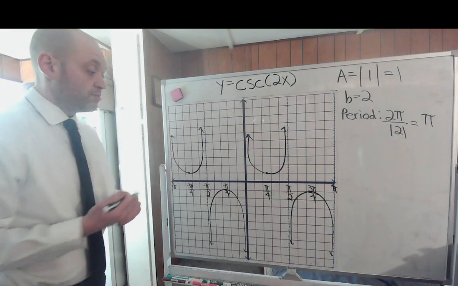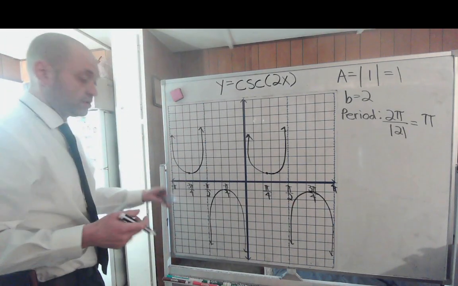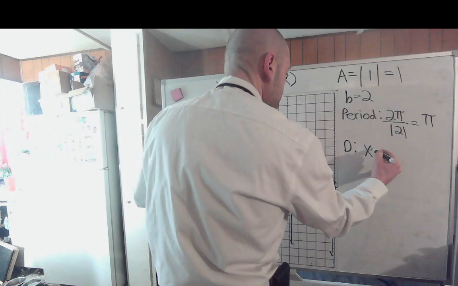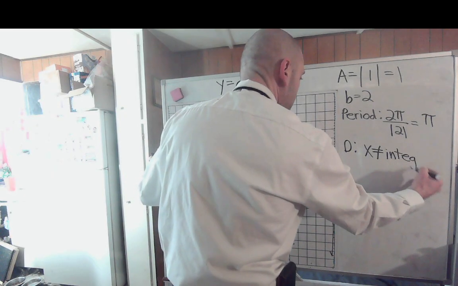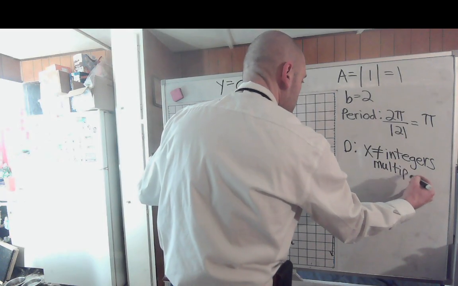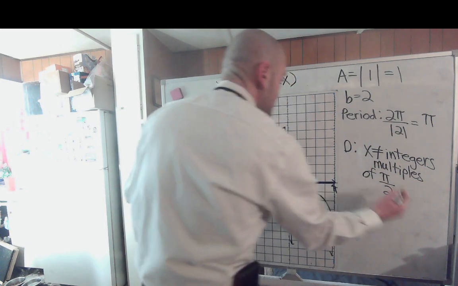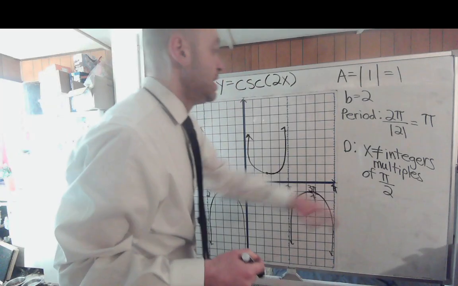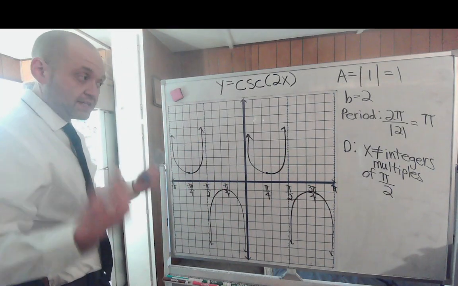So your domain in this case, where is it undefined? At every single multiple of pi over 2, including pi. So the domain is all reals where x does not equal integer multiples of pi over 2. So that's important to establish. Where x does not equal any integer multiples of pi over 2, that's where it's defined. Otherwise, it's undefined at those points and you have an asymptote.